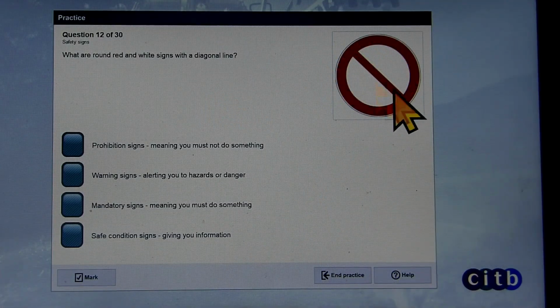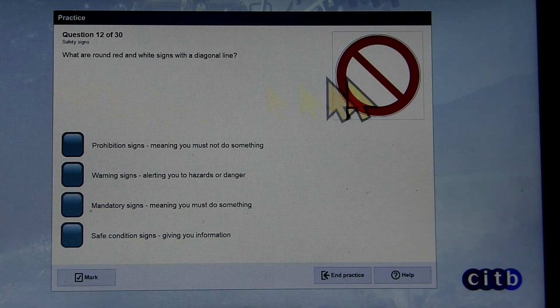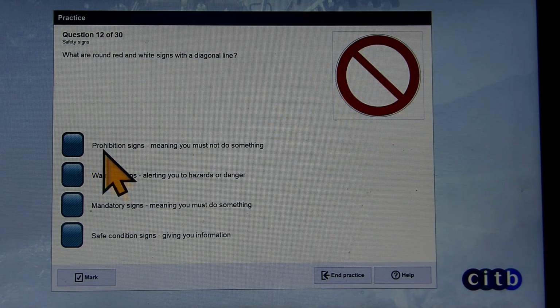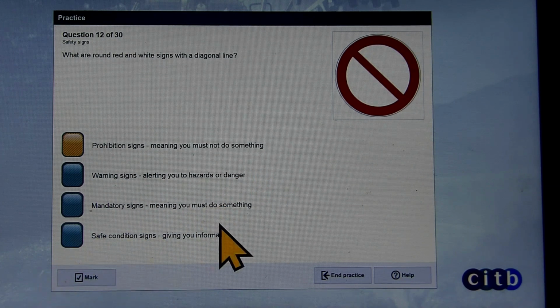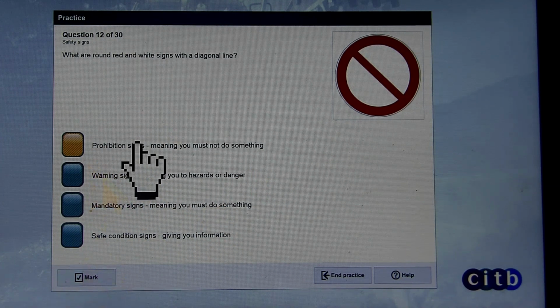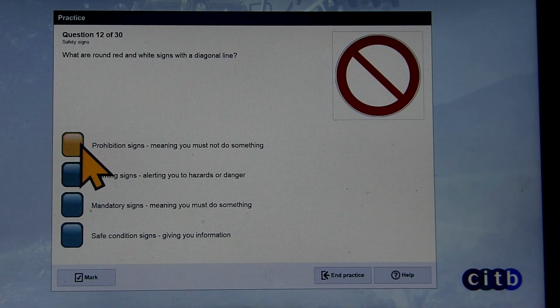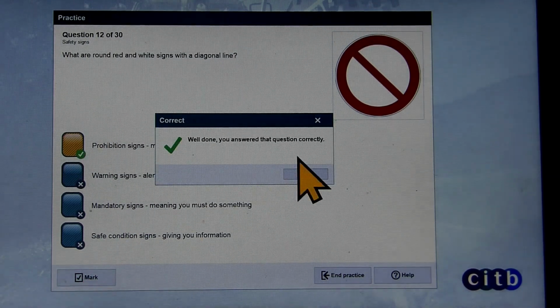Okay, a red circle. What did we say this? We said that it is prohibition. It's not allowed. Prohibition sign, meaning you must not do something. Warning sign, no. Mandatory sign, no. Safe condition, no. So we don't want to lose our time. If we get the answer, then let's proceed.